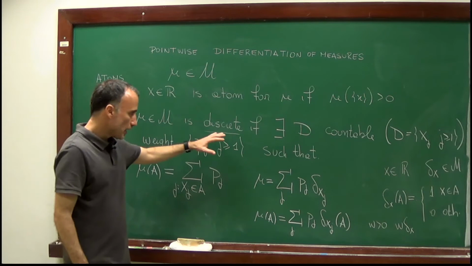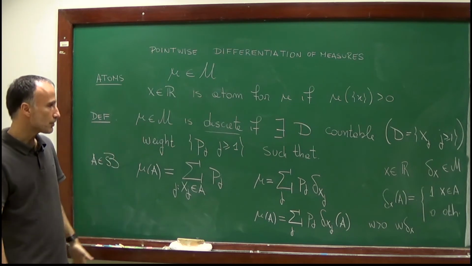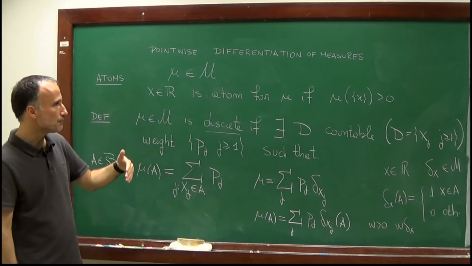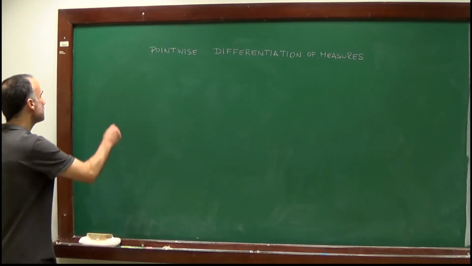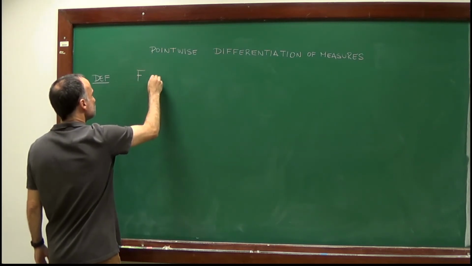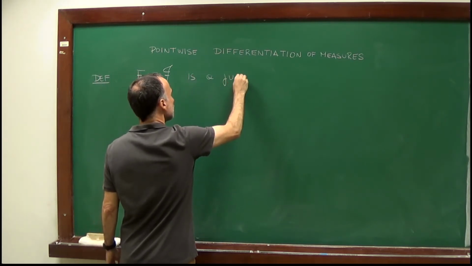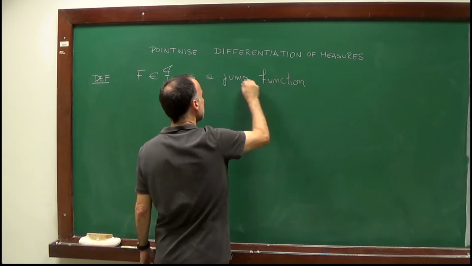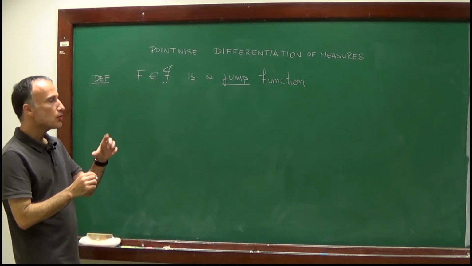And in the next blackboard, I will relate discrete measures to jump functions. I'll define what a jump function is, and I will show that a measure is discrete if and only if the function associated to this measure is a jump function. So, definition. A function f in F is a jump function, the idea being that it increases only by jumps.